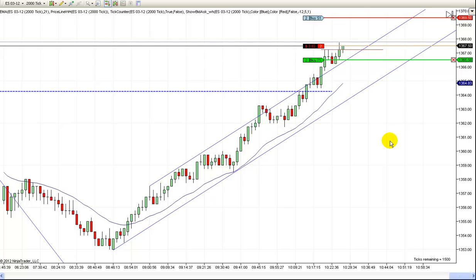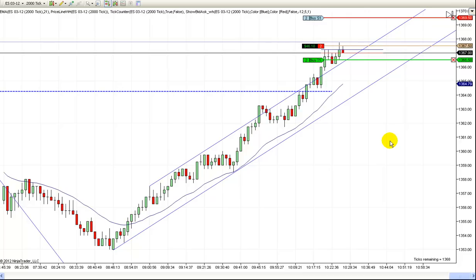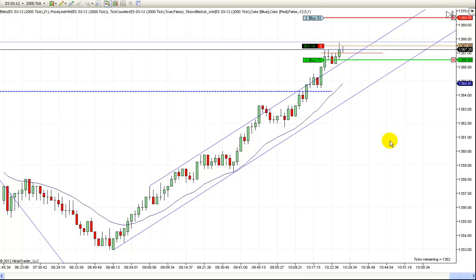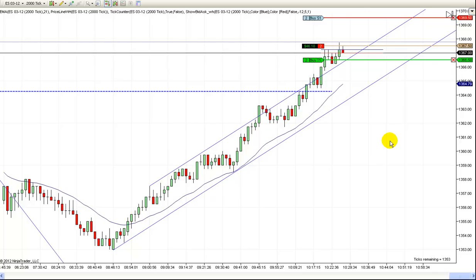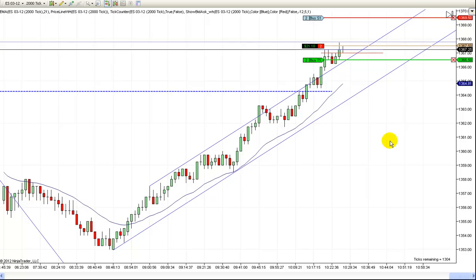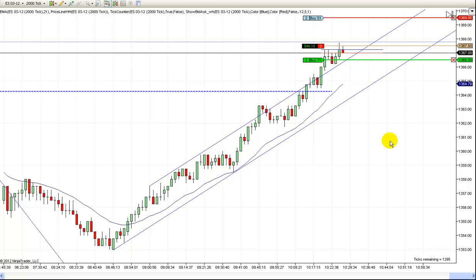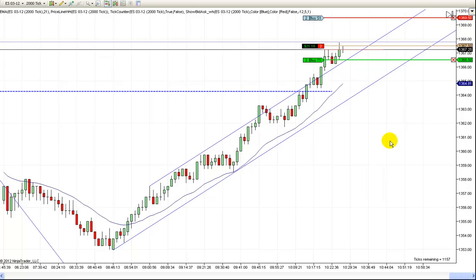It's trying to reverse out of here, but we'll see if it's got enough strength to do it or not. We've had some really good success with this, and I've been getting a lot of questions about it. People ask me how it's coming, so I just thought today I would use this opportunity to demonstrate a trade out of it and see what happened.